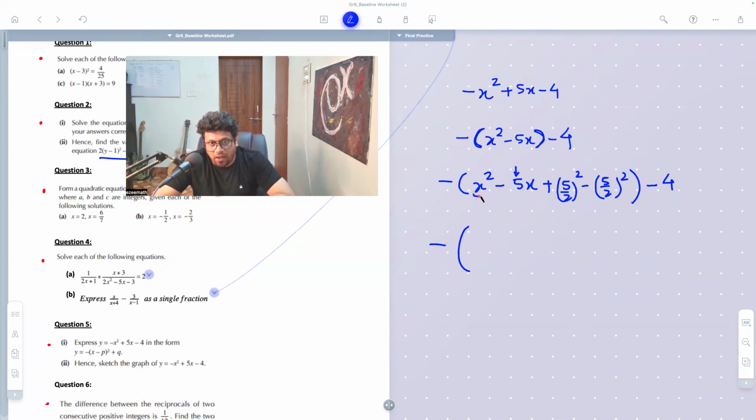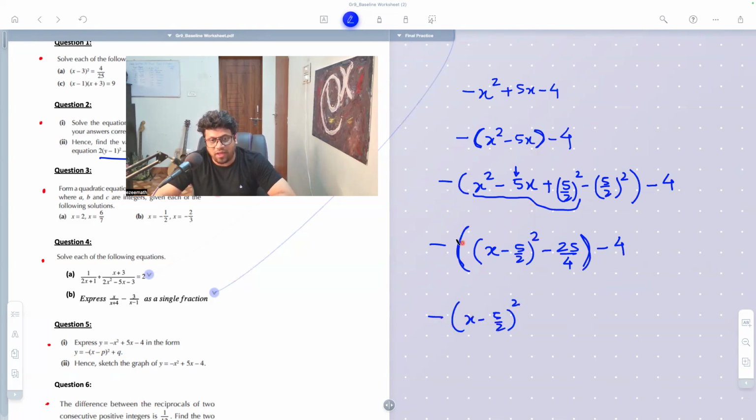Now, 1, 2, and 3. These three of them are going to reduce into a perfect square. Put a bracket, x, there's a minus, and there's a 5 by 2, squared. That's what these three will reduce into. And there's a minus 25 by 4 minus 4. Now you can open up this bracket: minus (x minus 5 by 2) square. The negative with that negative brings you a plus 25 by 4 minus 4.